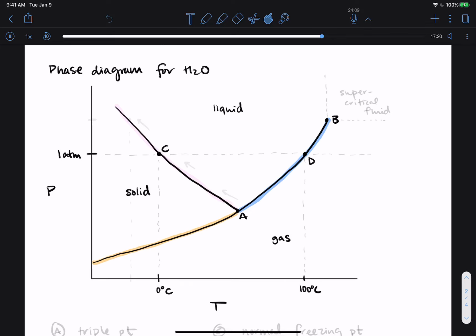And we'll go pink because it shows up differently. This boundary between solid and liquid is my solid liquid boundary line. Okay, so in terms of identifying what each of these points are, point A, where everything comes together, right around point A, you can see all 3 phases. This is the triple point.